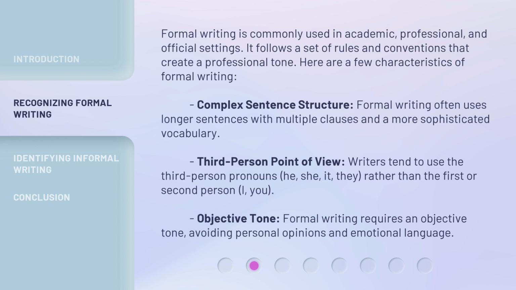Third-person point of view. Writers tend to use the third-person pronouns, he, she, it, they, rather than the first or second person, I, you. Objective tone. Formal writing requires an objective tone, avoiding personal opinions and emotional language.